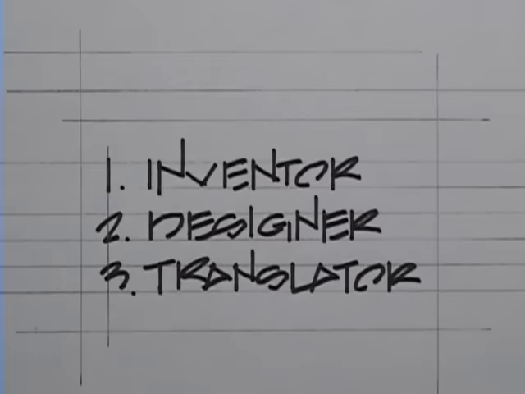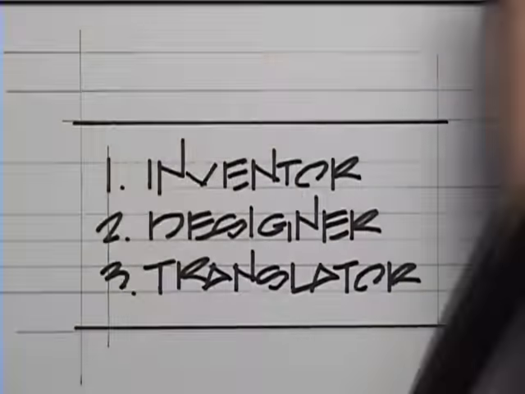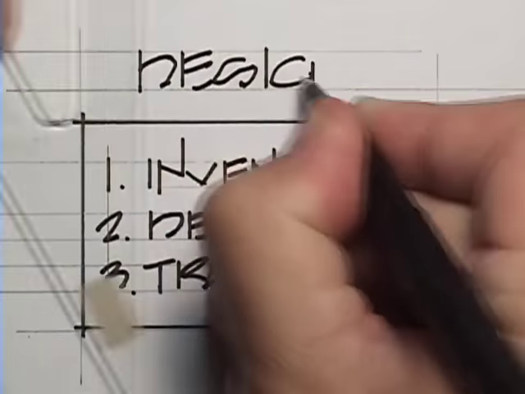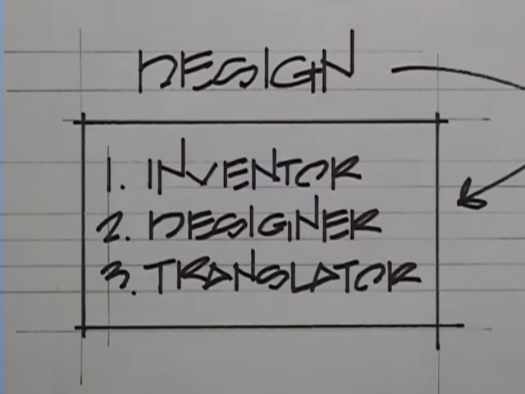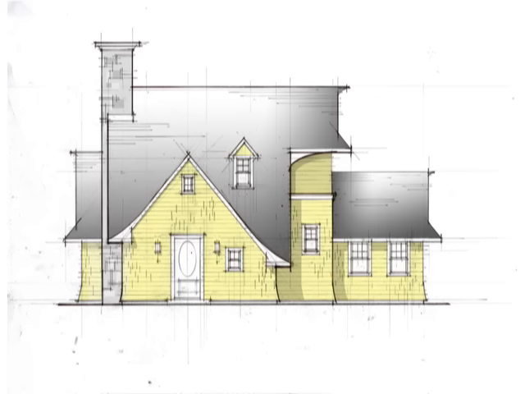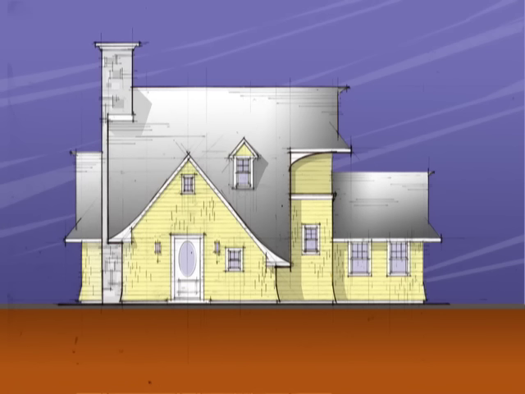So, we see that while all three of these items, invention, design, and translation, fall under the category of Big D, design, each is vital to the role of an architect. So, if someone asks you, what does an architect do? You know to start with, they're inventors, they're designers, and they're translators.